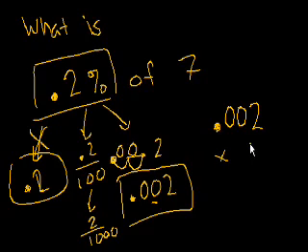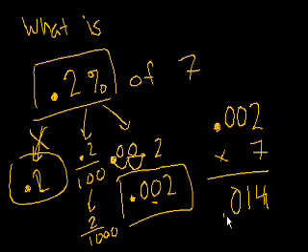0.002 times 7. Well, this is pretty straightforward. 7 times 2 is 14, right? And how many total digits do we have behind the decimal point? Let's see. It's 1, 2, 3. So we need 1, 2, 3 digits behind the decimal point. So 0.2% of 7 is equal to 0.014. And you're probably thinking, boy, that's a really, really small number.